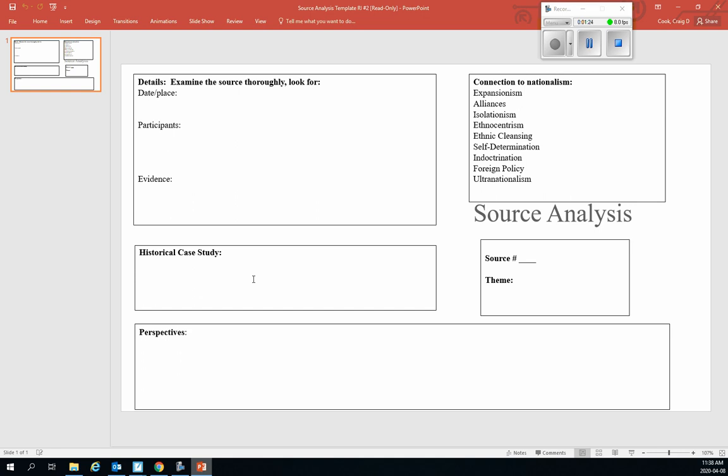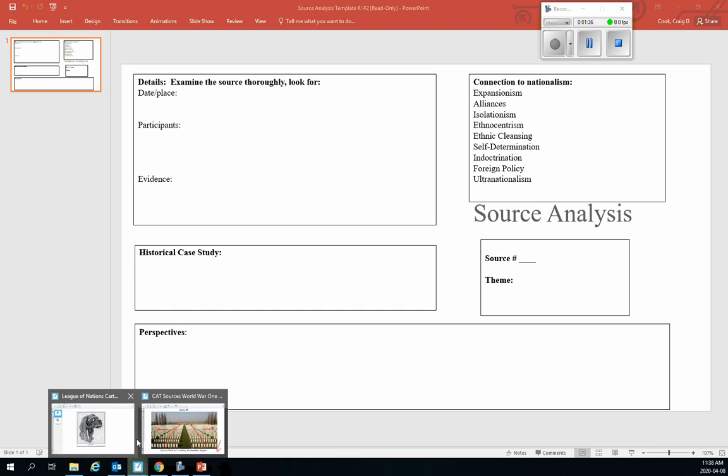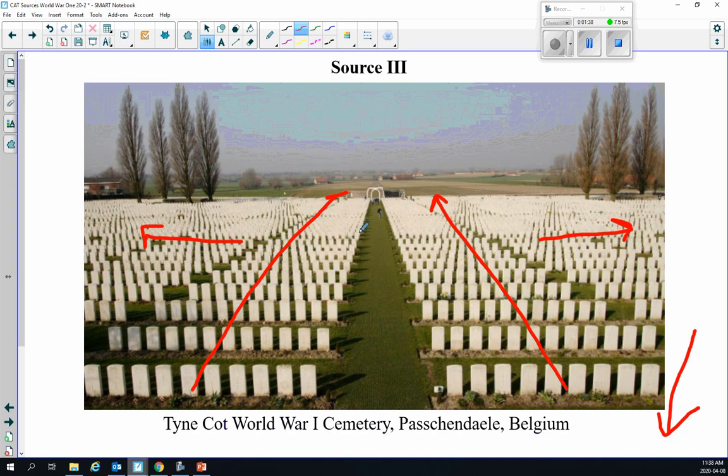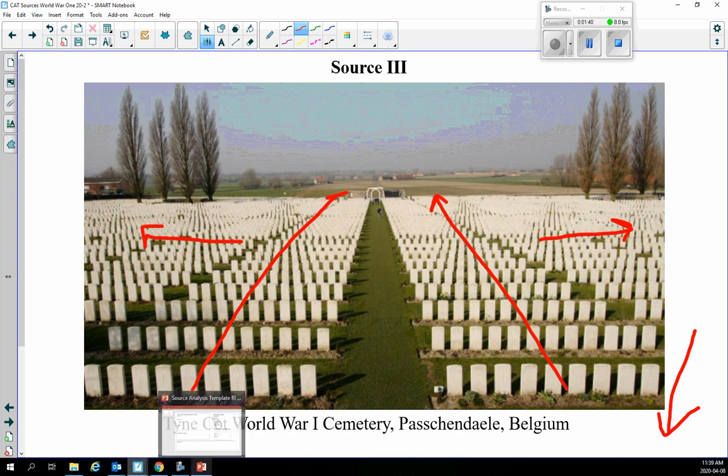Participants, well, I think they're just showing you dead soldiers, dead members of the Triple Entente from World War One. And in terms of evidence, all you can really do with the photograph is point out what you see. And again, what we see are tombstones, almost as far as the eye can see.